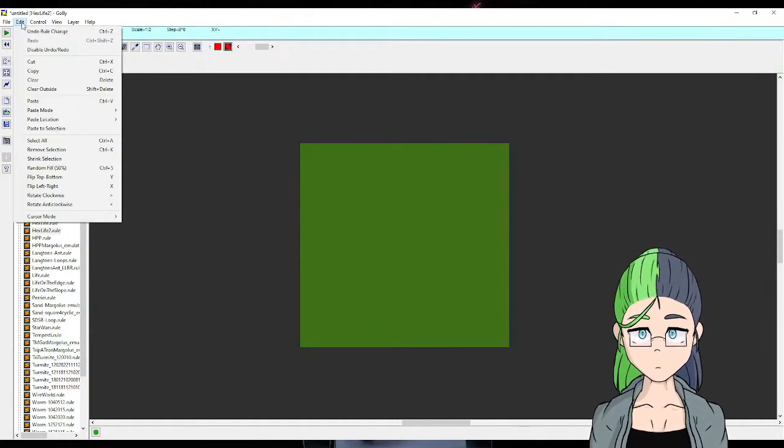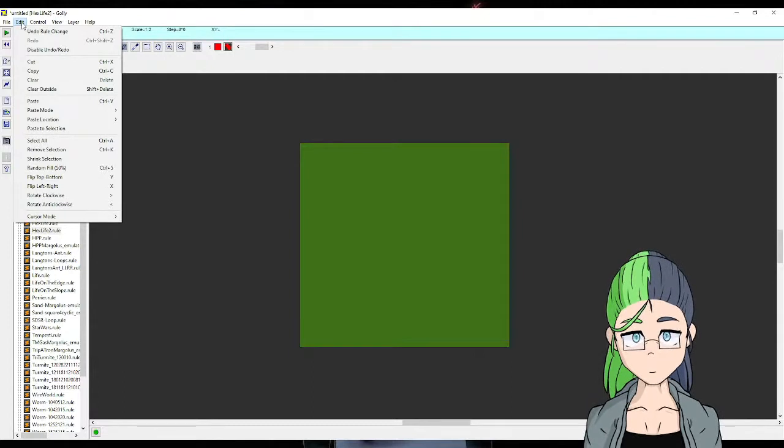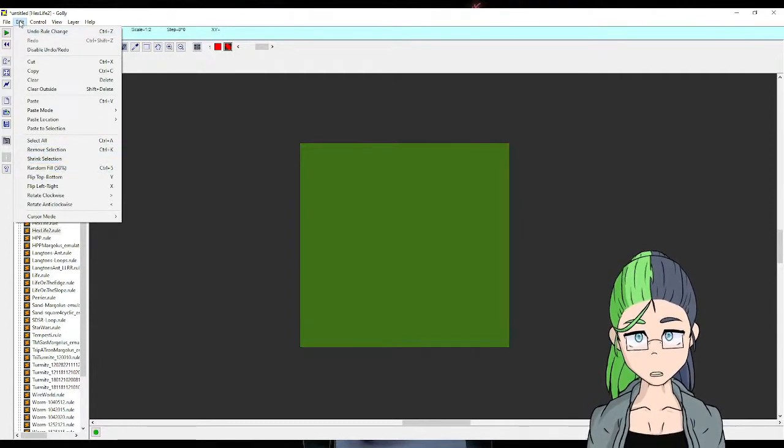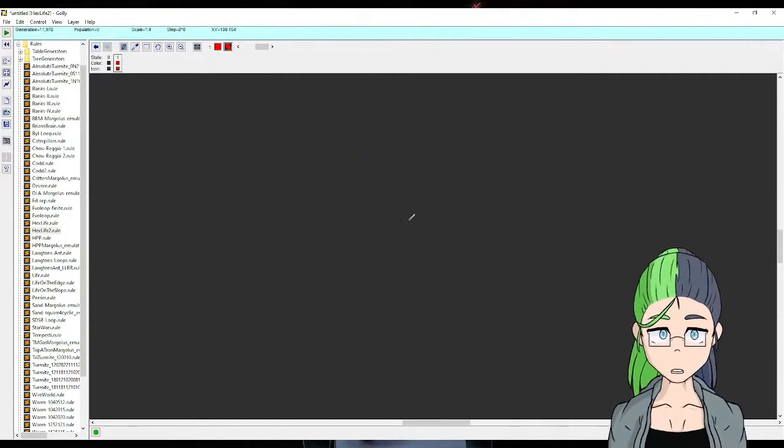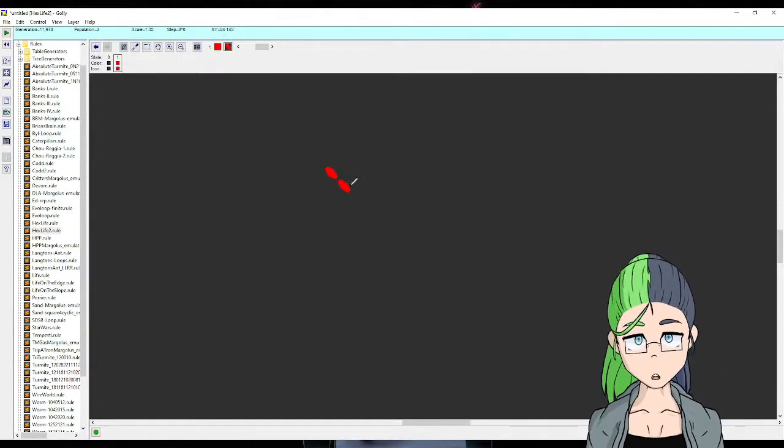Is there a way for me to just easily deselect everything? Remove selection is Control K? What a weird... That's so strange. Usually it's like Control D.